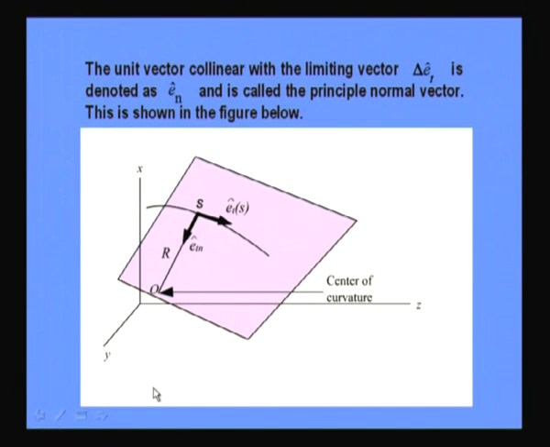The unit vector collinear with the limiting vector delta ET is denoted as En and is called the principal normal vector. This is shown in the figure below. So here this is ET at S, and another vector which goes towards the center of curvature is indicated by En, and this is called the principal normal vector.